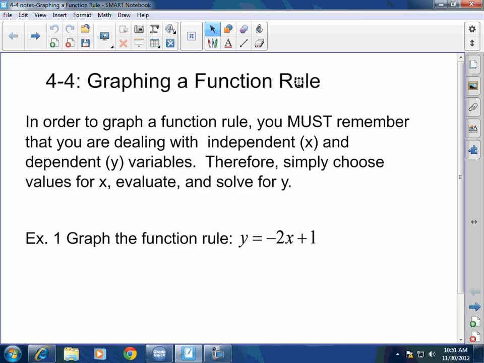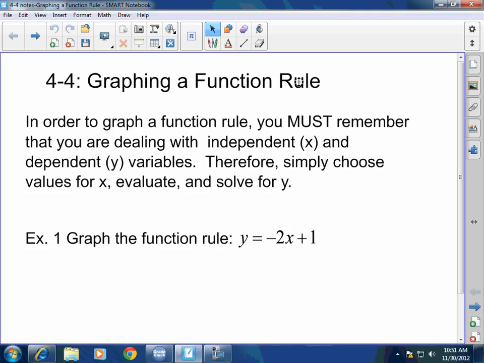In order to graph a function rule, you must remember that you are dealing with independent, that's the x, and dependent, that's the y, variables. Therefore, simply choose values for x, evaluate, and solve for y. Okay? You're going to make a table, basically. Now, since you have a linear function here, guys, you have the choice of choosing any x you want.